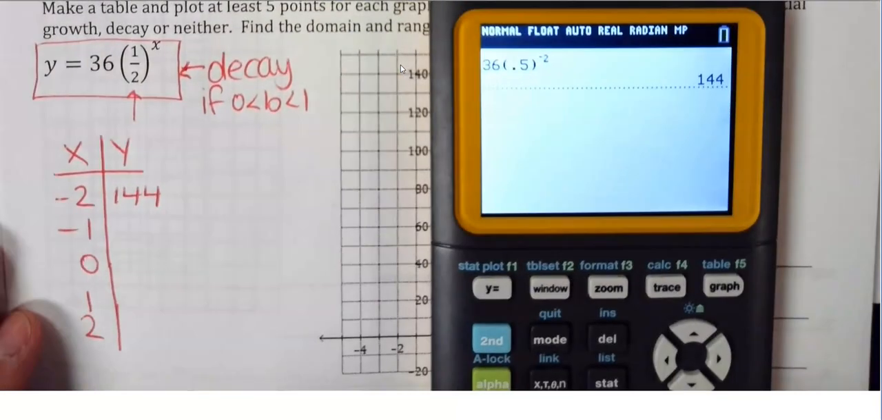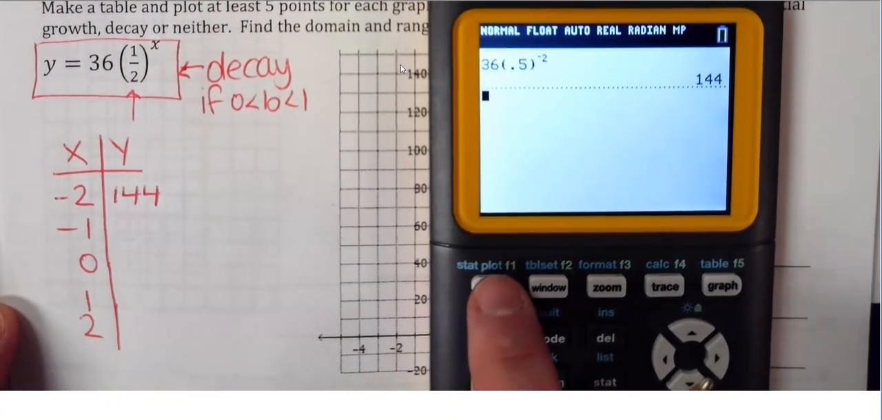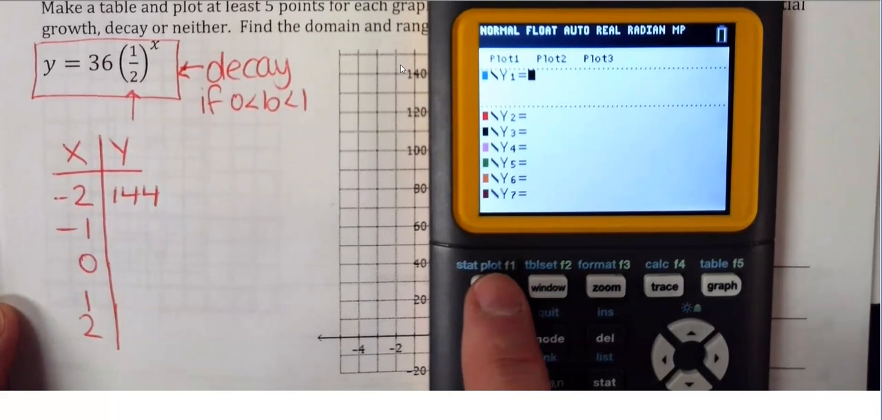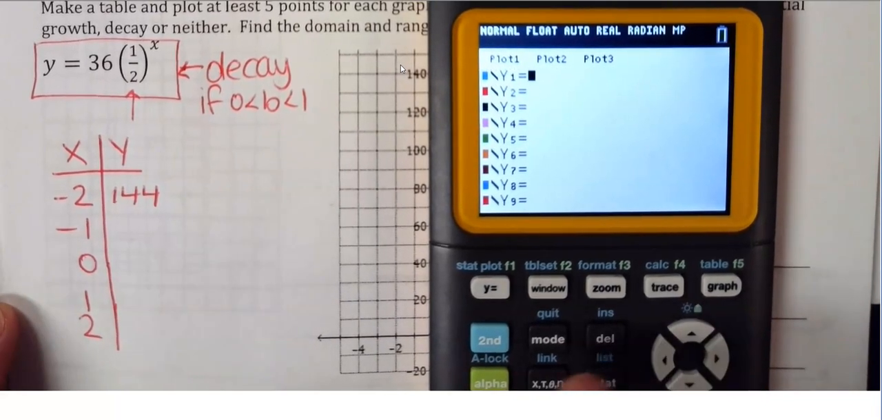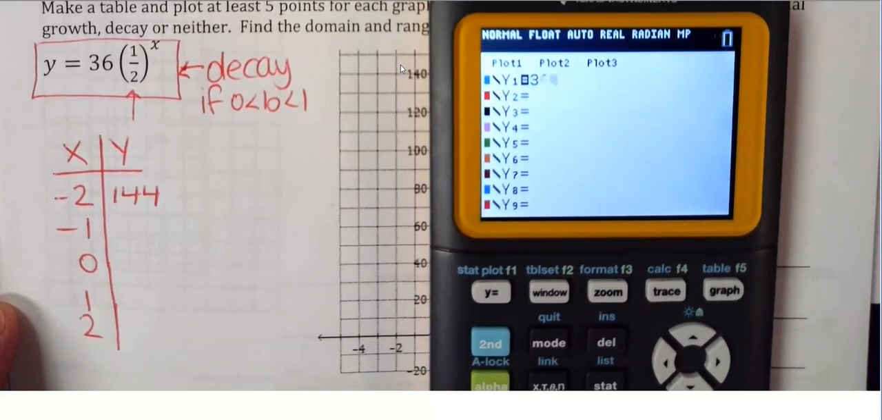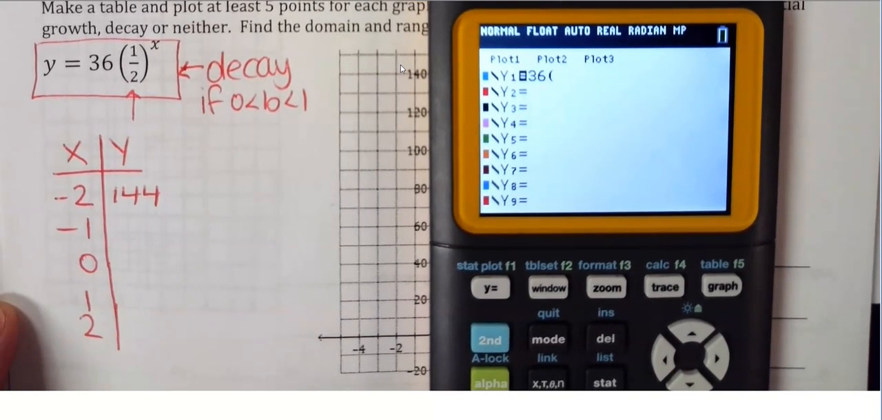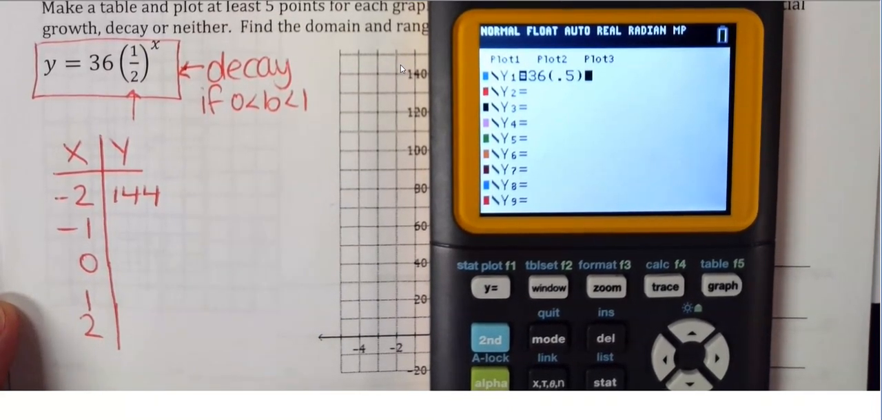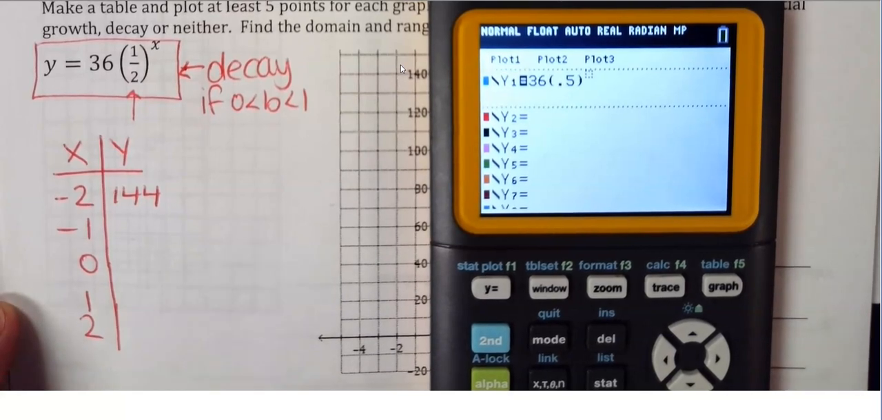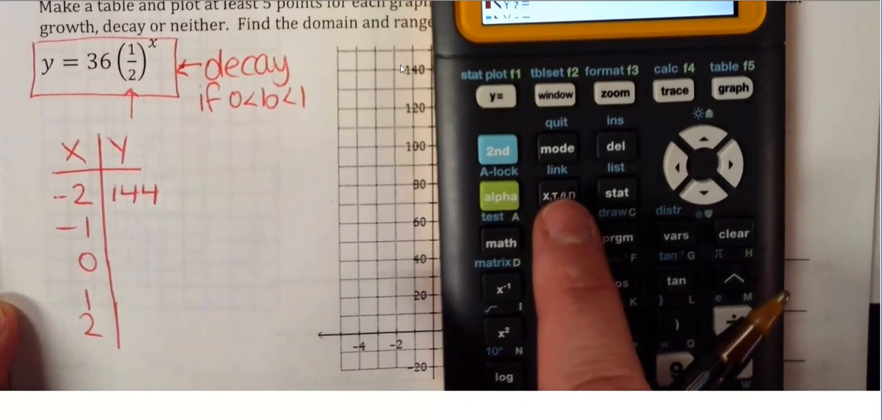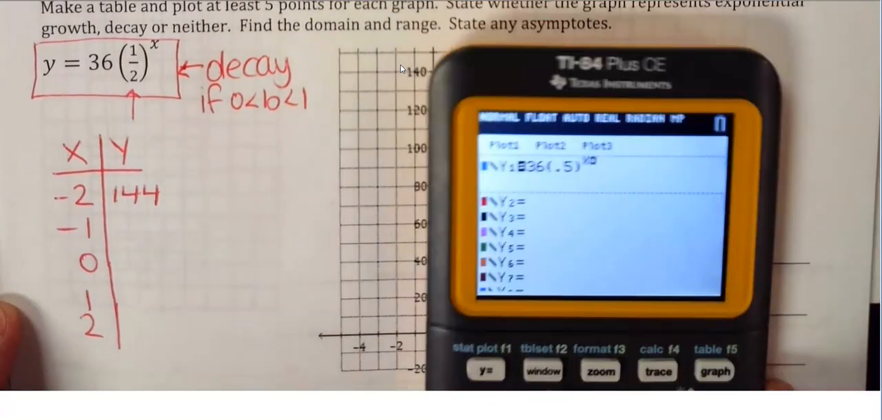If you hit your y equals button, it's in that upper left, and you might have something in here because somebody maybe used it last period if you're borrowing one of mine. But just in your y equals, just the very first one, I'm going to type 36, and then in parentheses, you can do 1 divided by 2, or you could do 0.5. I'm just going to do 0.5 there. And then use the little caret button. And your exponent, remember, you have to use the x key. It's next to that alpha key there to get your exponent to be a variable.